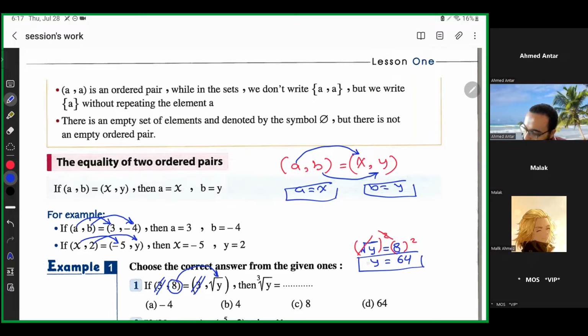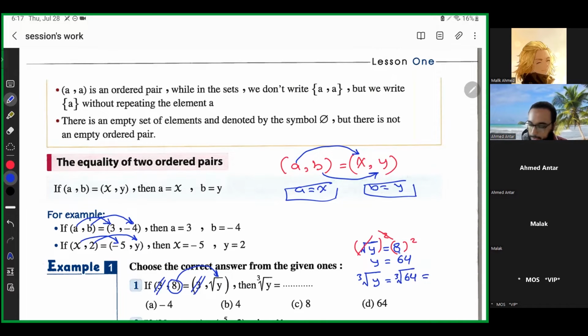He needs what? He needs the cubic root of Y. So the cubic root of Y equals what? What's the cubic root of 64? Because Y is 64. The cubic root of 64 equals what? Equals 4. You got that? The problem?